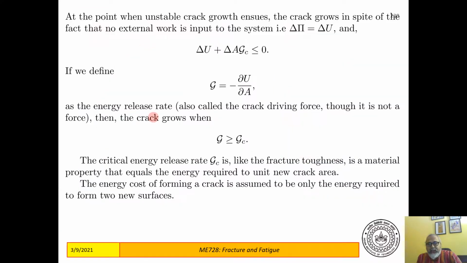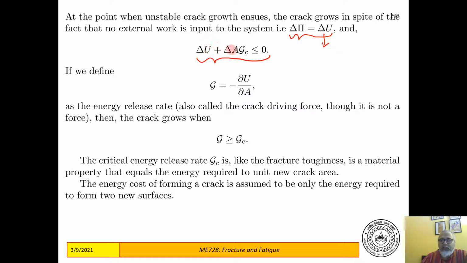So we can take this a little bit further. Suppose the crack growth takes place without any change in the potential of the loads. Then in that case, delta pi is equal to delta U, the change in the strain energy stored in the system. So this is the strain energy stored in state 0 minus strain energy stored in state 1. This is the case when the crack grows even though the potential of the external loads doesn't change. The crack is growing spontaneously. In that case, this is the condition for crack growth.